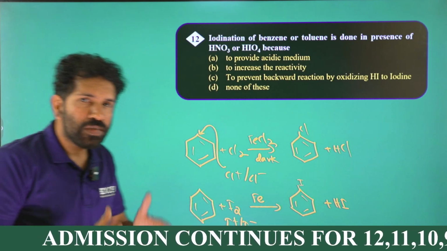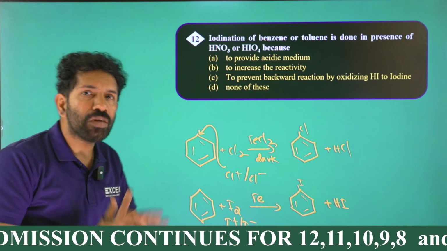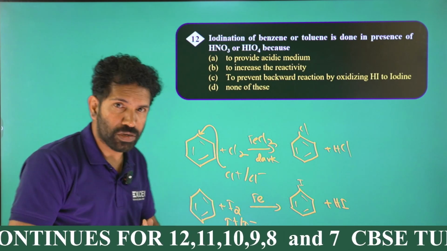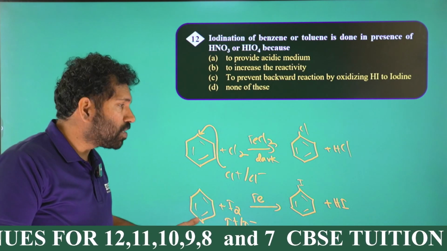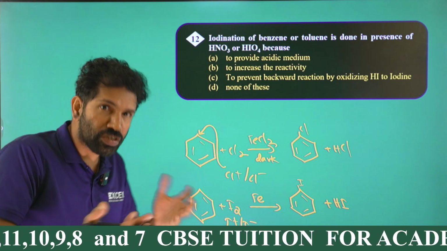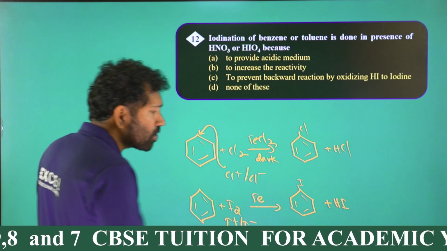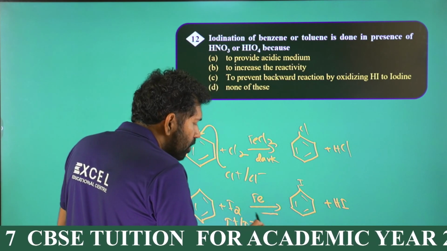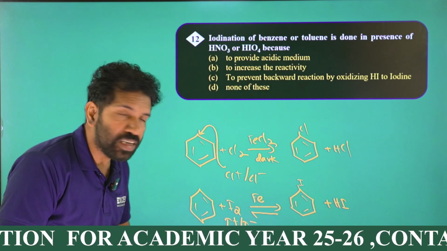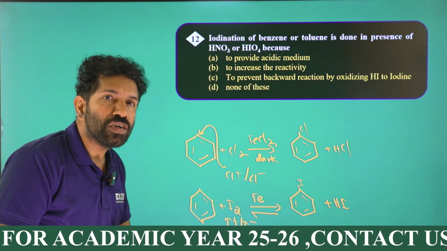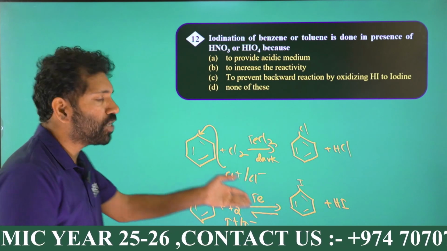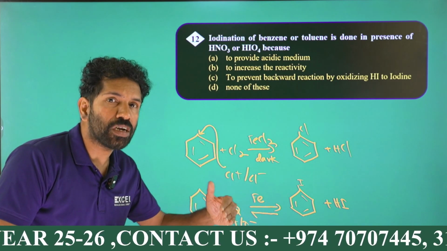See students, one property of this reaction is that this reaction is reversible. You have heard about reversible reactions. What happens if the reaction is reversible? Yes, they can revert it back. So you may not get iodobenzene easily because the reaction is reversible. The mixture may contain benzene and iodobenzene. The reaction may not be completed.